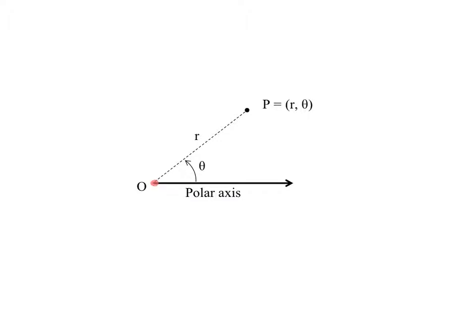Here we have the pole, which is a point, and we're labeling it O. And then this is the polar axis. It's just a ray. And then to look at a point called P, in this case, we have to consider two things. We have to consider the distance that the point is from the pole. That's what we call r. And then we also consider the angle made with the polar axis. That would be theta. So let's take a look at an actual example.